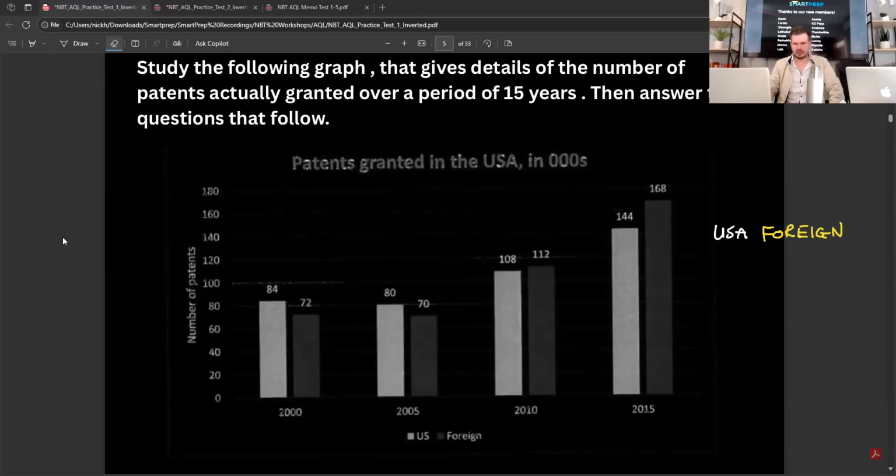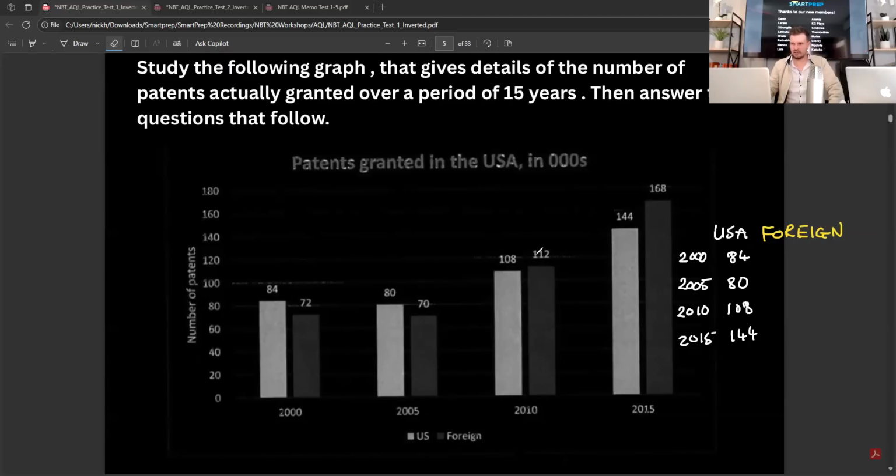We've got 2000, and this is in thousands, right? So 84, so just remember it's in thousands. 2005, USA was 80, so it went down a little bit. 2010, it then went up to 108,000. 2015, it went to 144,000.